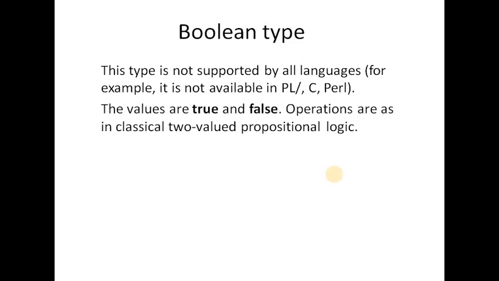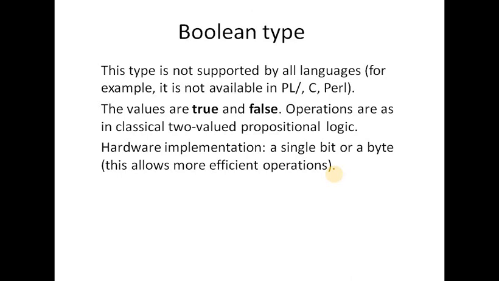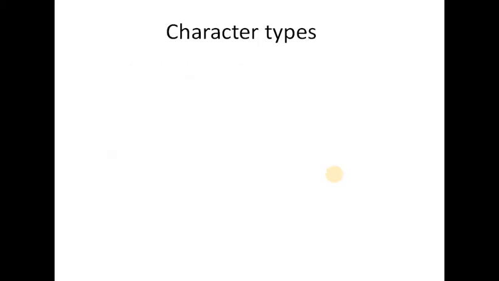We already discussed the boolean type, which is not supported by all languages. For example, we can take PL/SQL and some C and Perl languages, where Boolean is not supported. Actually, the values can be true and false with the Boolean type. The hardware implementation is a single bit or byte. Actually, it allows more efficient operations.